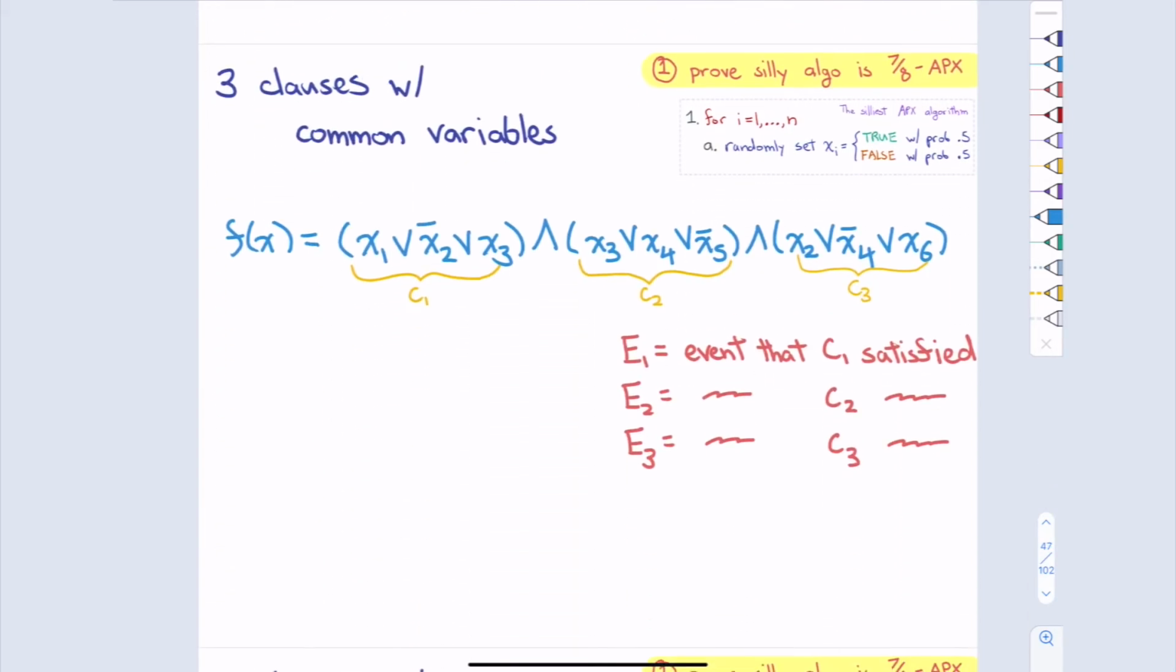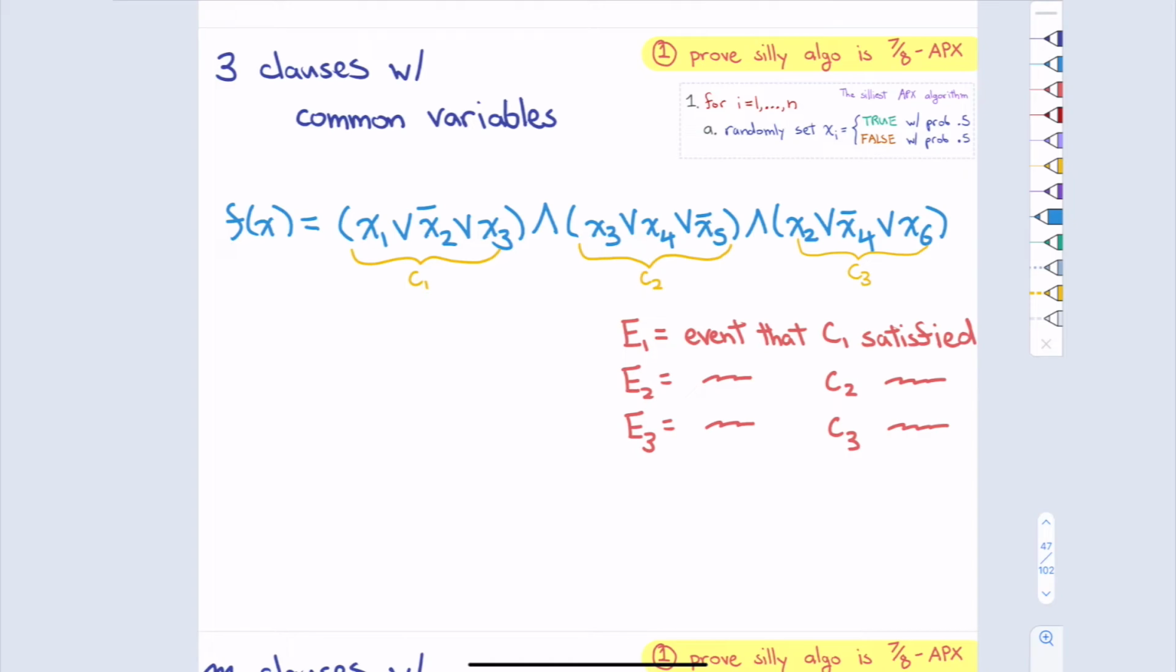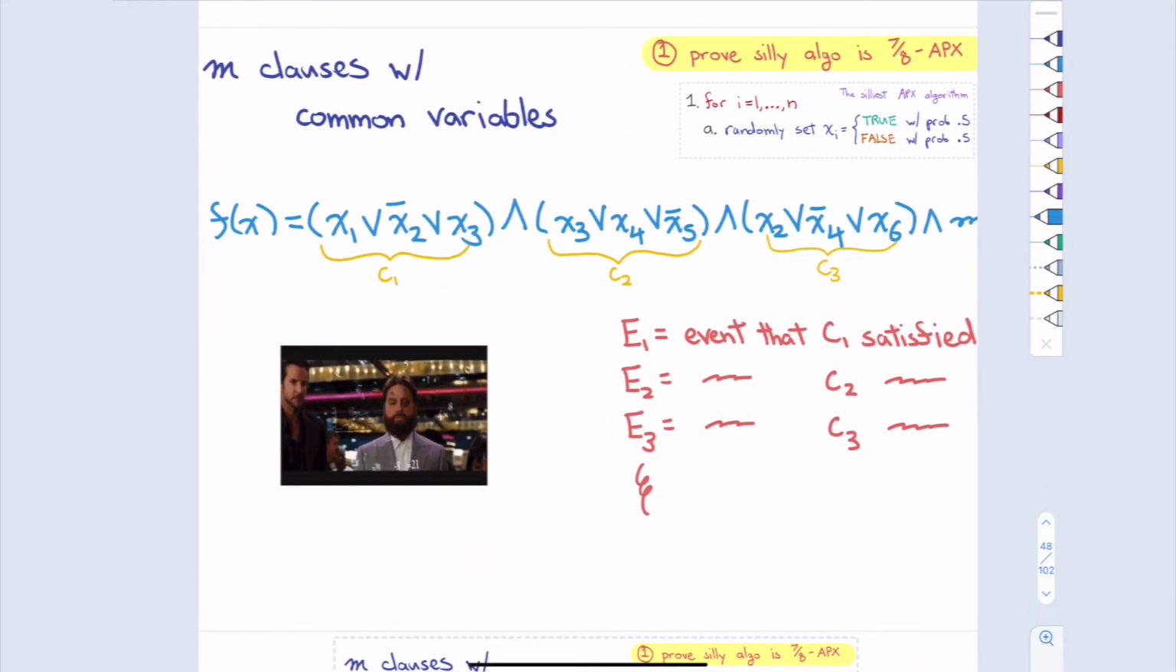Okay, now what happens if I put three clauses with some common variables, right? There's no point. It'll take us forever. Let alone M clauses, right? We're in general trying to analyze huge formulas. We're not even interested in one or two or three clauses. And there, I mean, it's just hopeless. Even with a computer to map out all the cases, it's just exploding combinatorially.